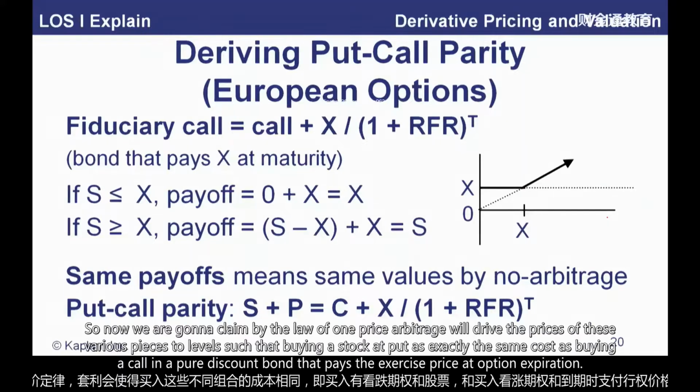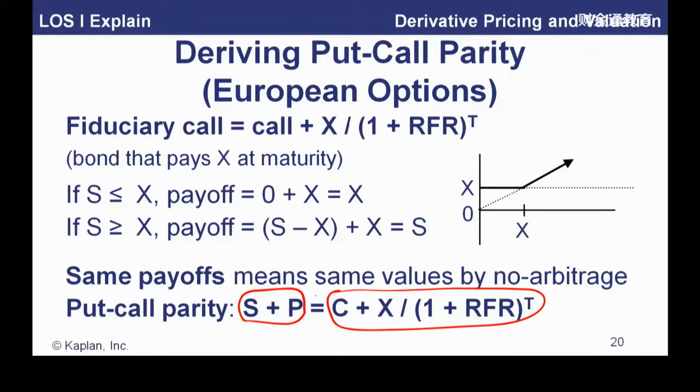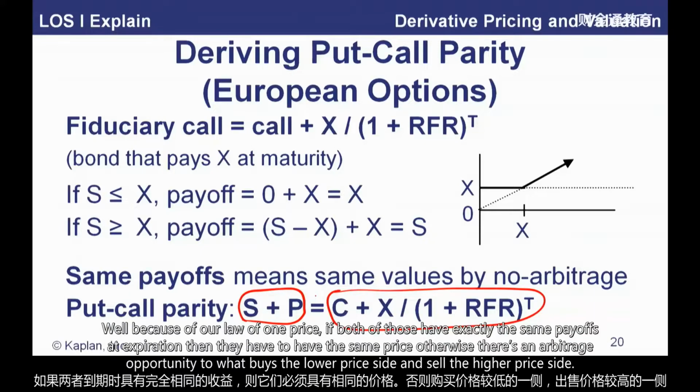So now we're going to claim, by the law of one price, arbitrage will drive the prices of these various pieces to levels such that buying a stock and a put has exactly the same cost as buying a call and a pure discount bond that pays the exercise price at option expiration. Because of our law of one price, if both of those have exactly the same payoffs at expiration, then they have to have the same price.